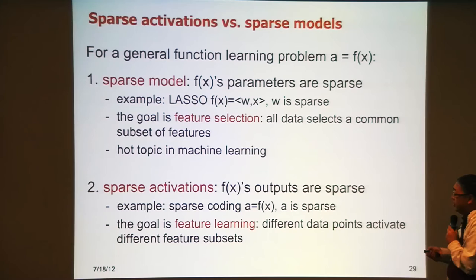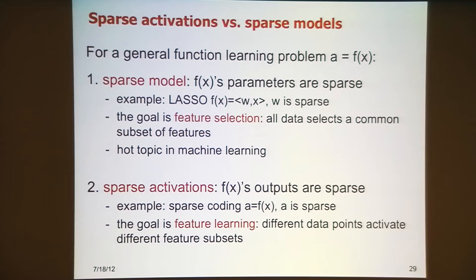And then what is sparse activation? Sparse activation is where the function's outputs are sparse, not the parameters. The example is sparse coding. So here is a coding function, and then A is sparse. But the goal is feature learning. The key difference is that different data points actually activate different feature subsets.